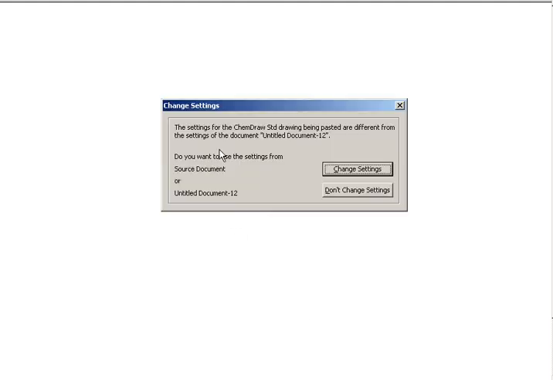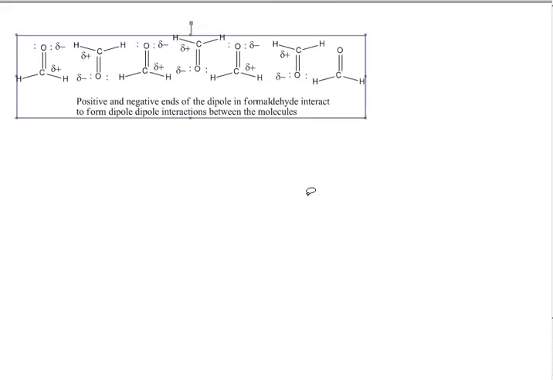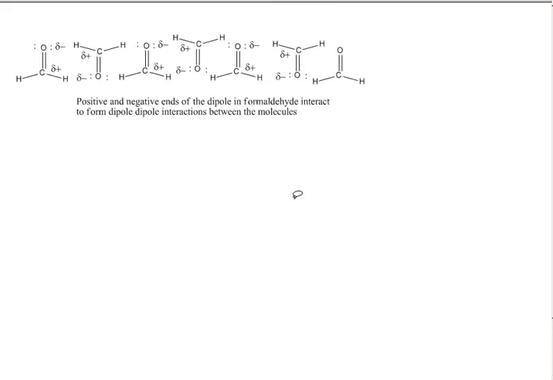The next intermolecular force I want to talk about is the one between dipoles. So this is a dipole-dipole interaction, and it's shown here for formaldehyde. What we have here are the negative and the positive end of formaldehyde's dipole interacting with other positive and negative dipoles on other formaldehyde molecules.